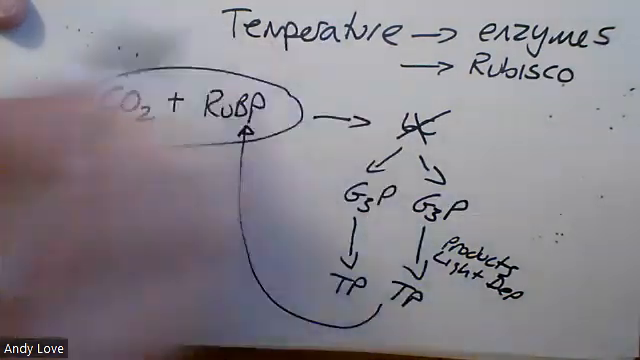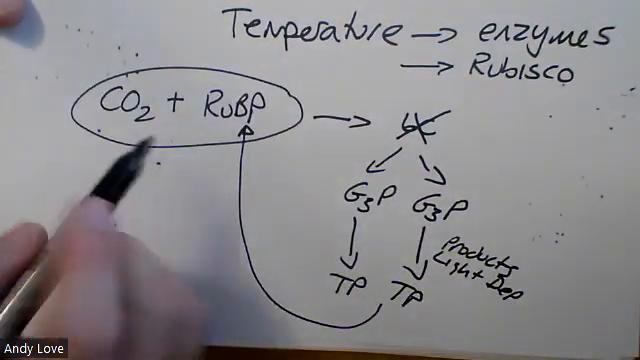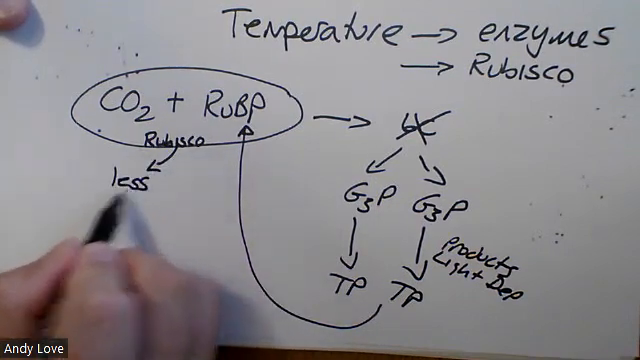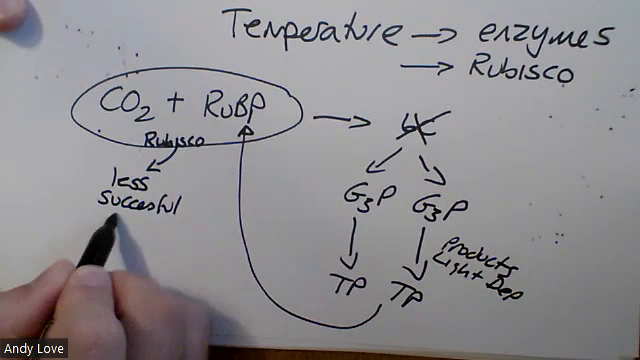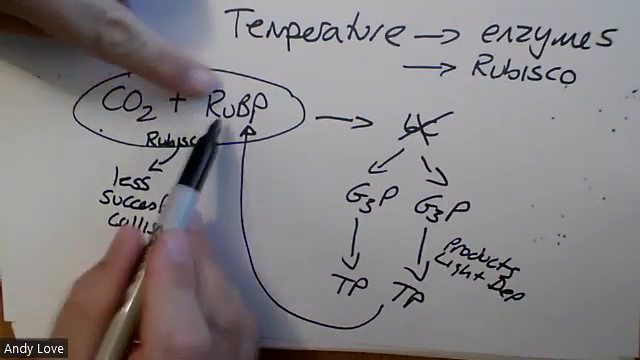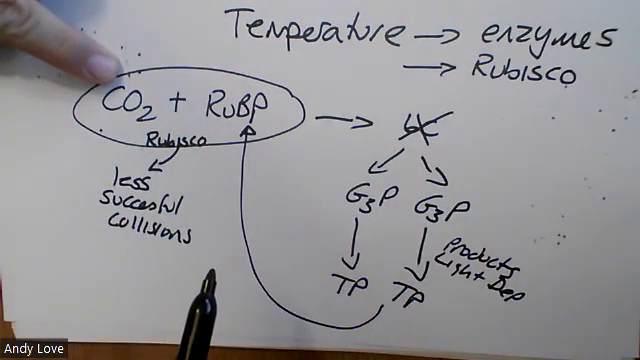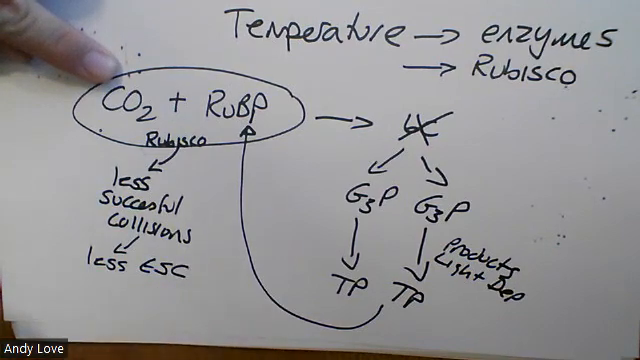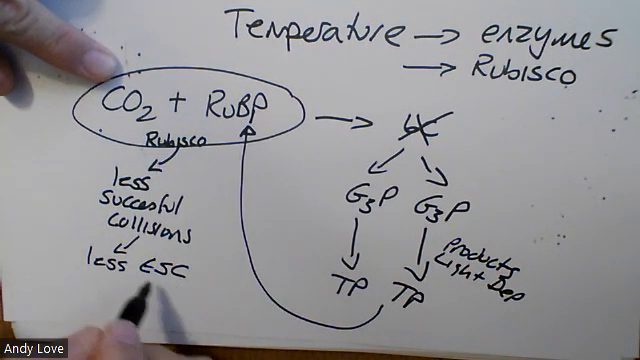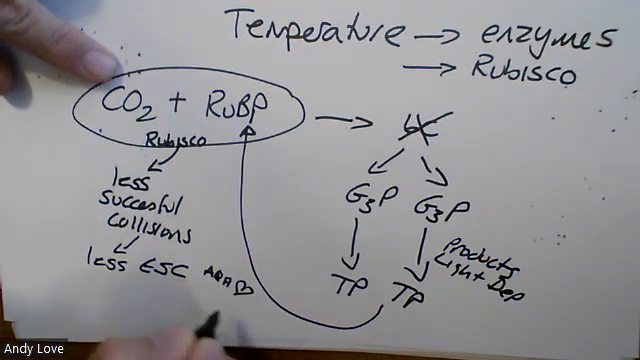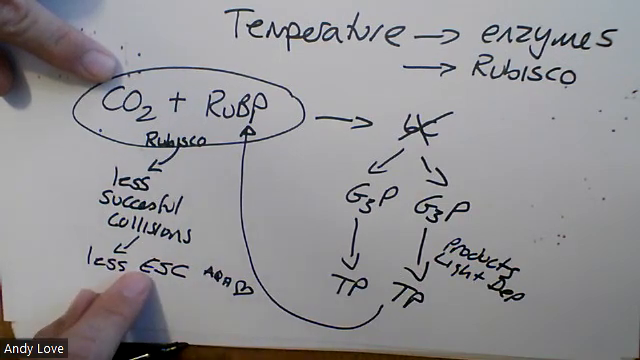So what's going to happen if we lower the temperature? Well, if we lower the temperature, rubisco is going to have less successful collisions. And if it has less successful collisions, there'll be less RUBP successfully colliding with CO2. There'll be less enzyme substrate complexes formed. You remember that lovely word that AQA love? Enzyme substrate complexes. So there'll be less of them.